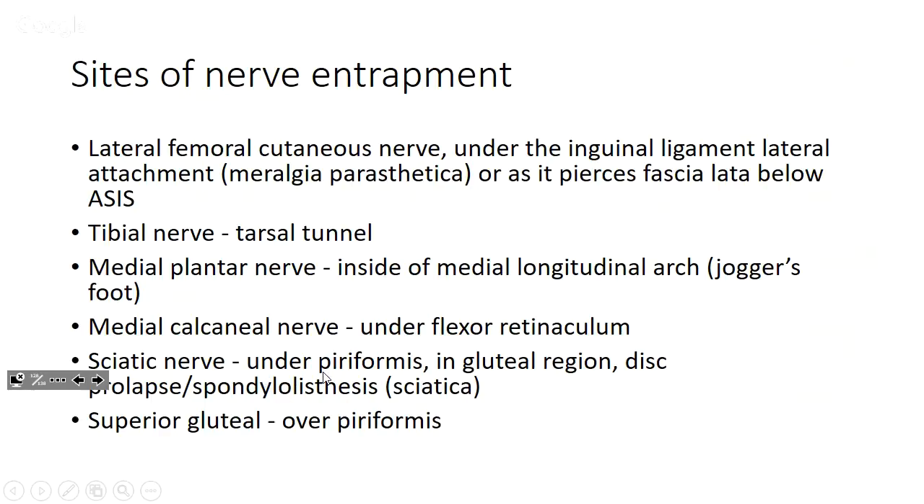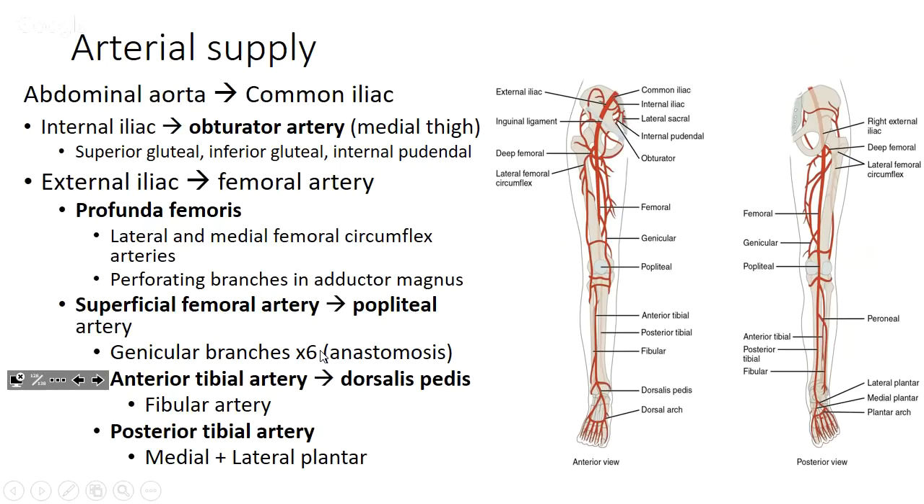And sciatic nerve under the piriformis. So you remember piriformis divides the superior part of the sciatic foramen into 2 parts. So typically the sciatic nerve goes under that, so it can be compressed there. And then the superior gluteal is on the top of the piriformis, and it can also be entrapped there. So just be aware of which nerves can be entrapped at which areas.